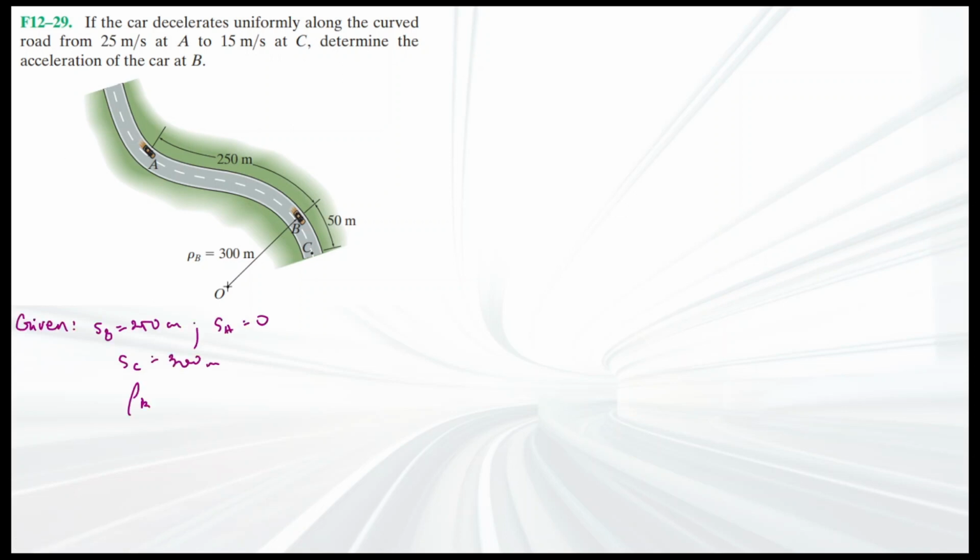So let's just list the givens first. We know very well that at point B, the radius of curvature for this particular curve is going to be 300 meters. So we put it that way. We know our position from point A to point B is 250 meters. The total position at point C is going to be 300 meters. We know our initial position is going to be 0, and our initial velocity at point A is going to be 25 meters per second. We know that it decelerates, with a final speed of 15 meters per second at point C.